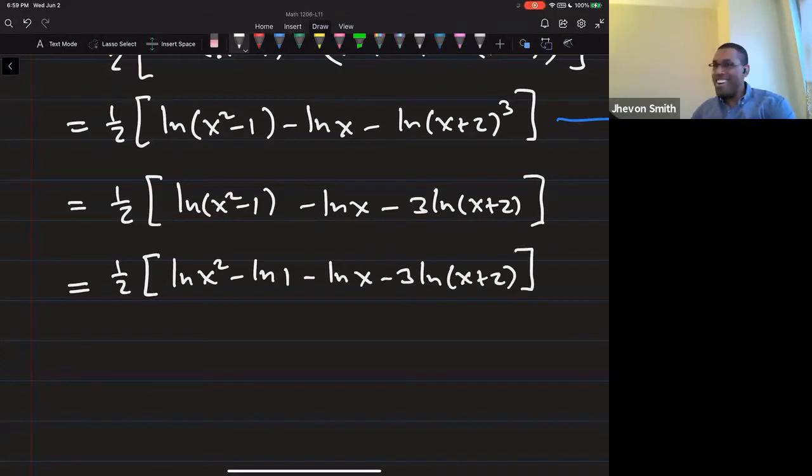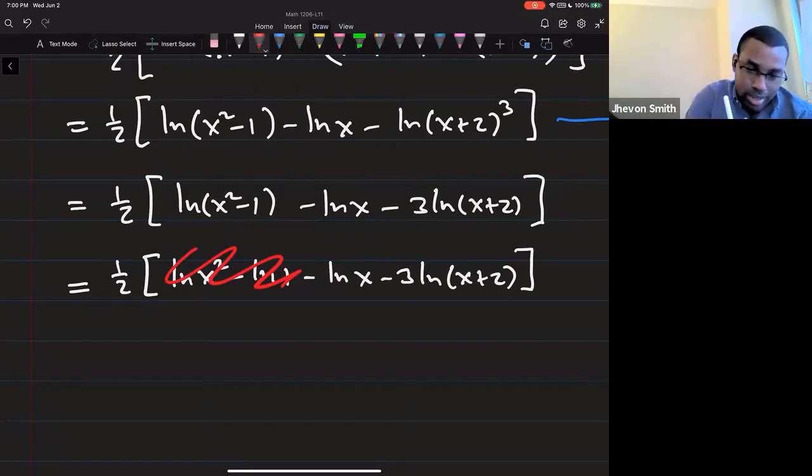Reagan is shaking her head. No, you're trying to catch me, John. Yeah, I know. No, you cannot do that. It's very illegal. I just explained that earlier, by the way. You cannot distribute logs across sums. So that's not okay.